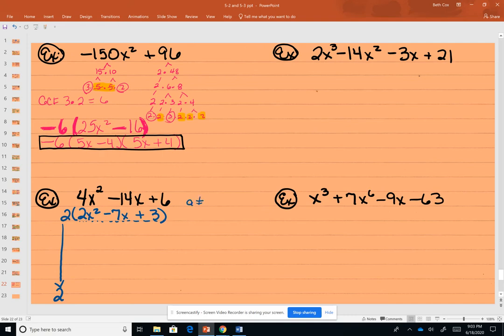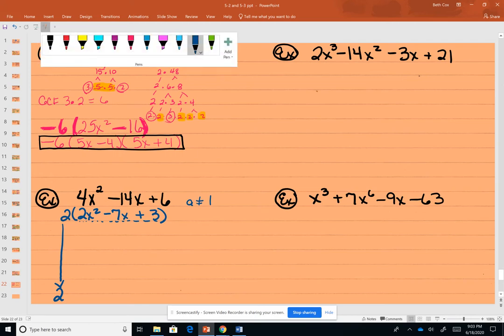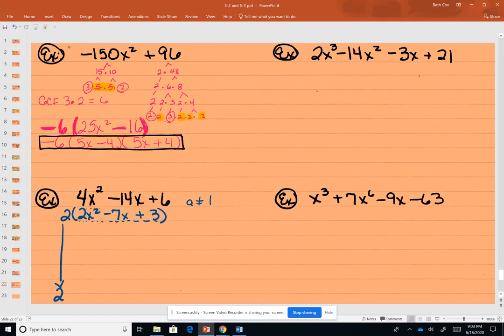A is not 1, so I've got to do the bottoms up. All right, so bottoms up, I'm going to take the 2, multiply it by the 3, and change that to a 6. Set it up. And now I'm going to have to divide by the 2 because I changed the problem. Put my x in place. All right, so now I need the 2 numbers that are going to multiply to give me the 6. They're going to add to give me a negative 7.